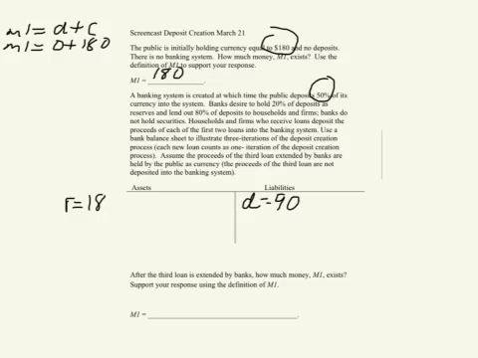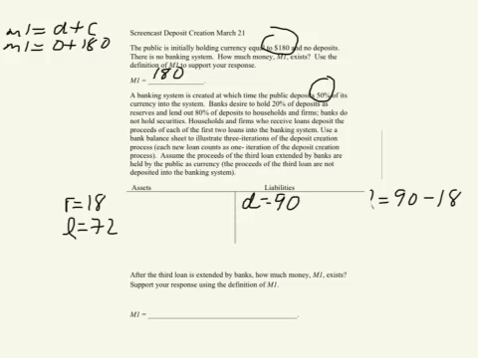Now what they're going to do with the remainder of that $90, once they've held $18 aside, is extend a loan. I can simply figure out that the loan they make is going to be the difference between the deposit and what they're holding on reserve. And so that gives me a loan of $72.